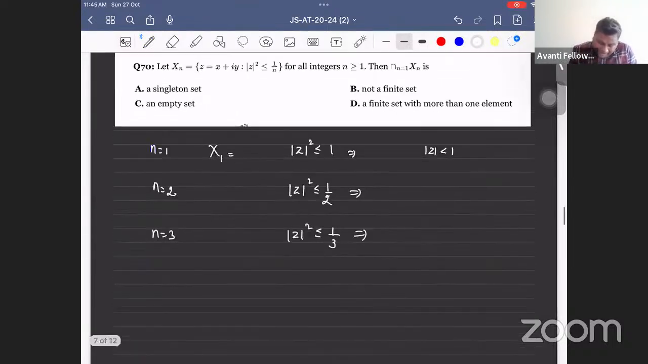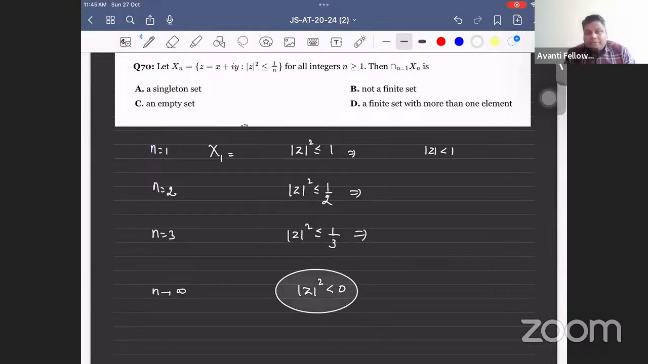Ultimately, if n goes very large, it will be |z|² < 0, and equality I cannot include. So taking the intersection of all of them, what will it be? There will be no common point in all of them.